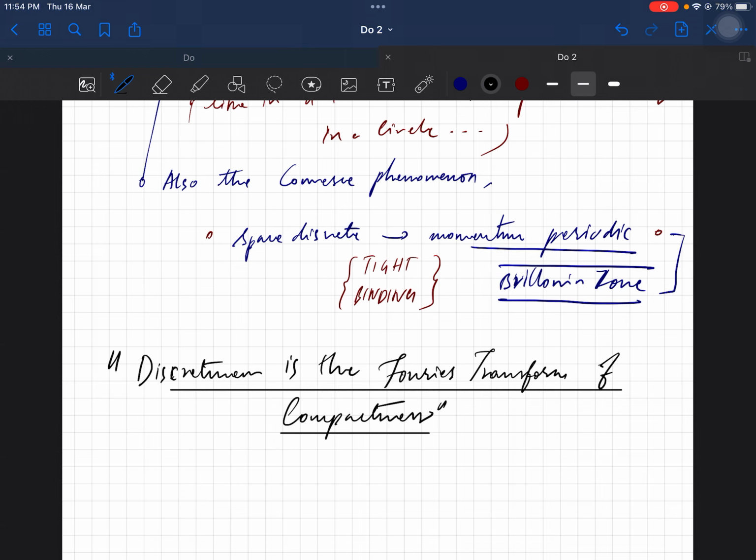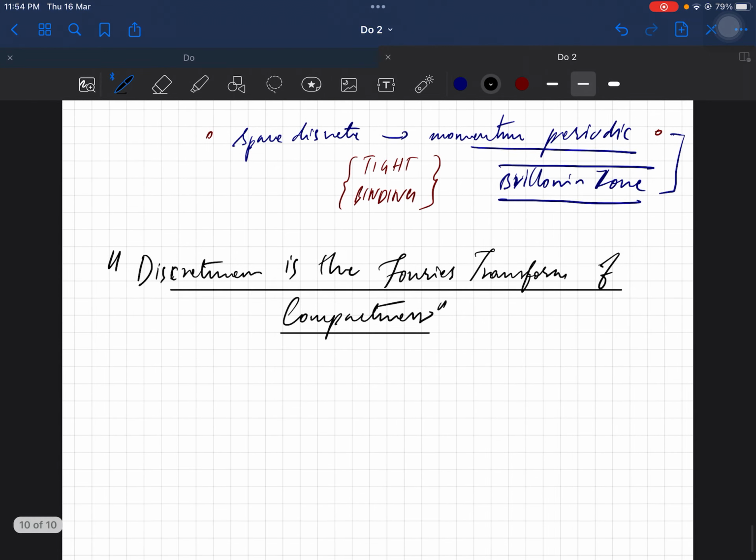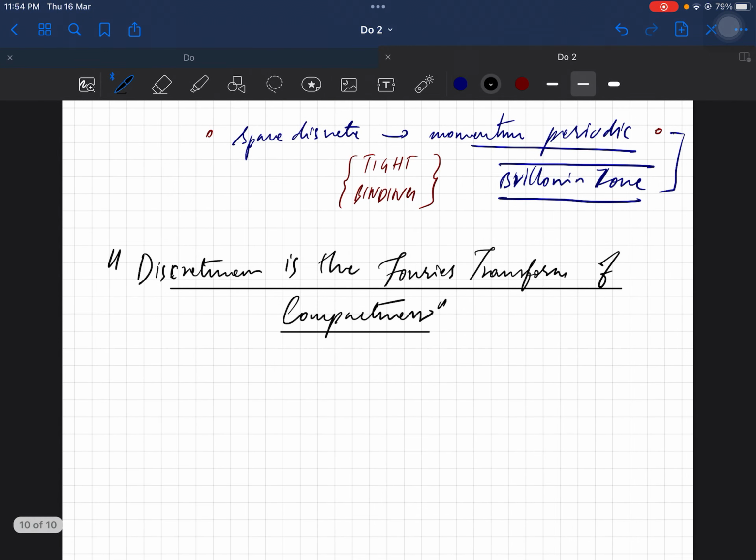In some capacity, we introduce methods, non-mathematical methods of course, and in some non-rigorous capacity, we introduce that discreteness is the Fourier transform of compactness.